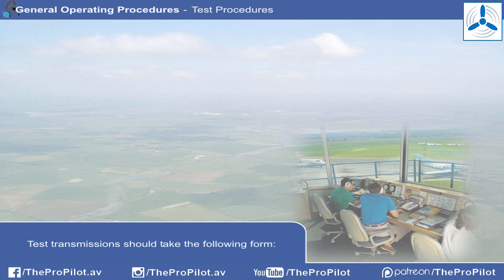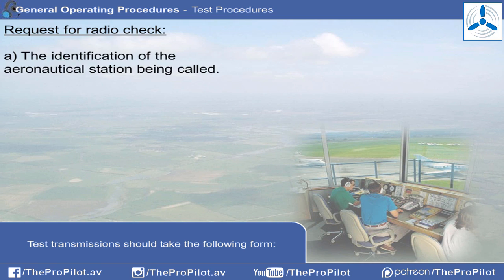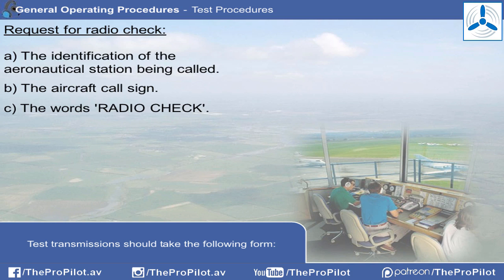Test transmissions should take the following form. The identification of the aeronautical station being called. This will ensure that the station is prepared for your request. The aircraft call sign. The words radio check. The frequency being used.